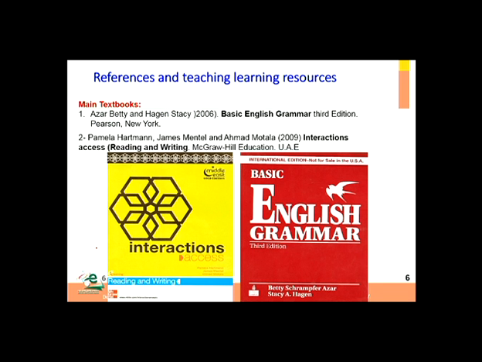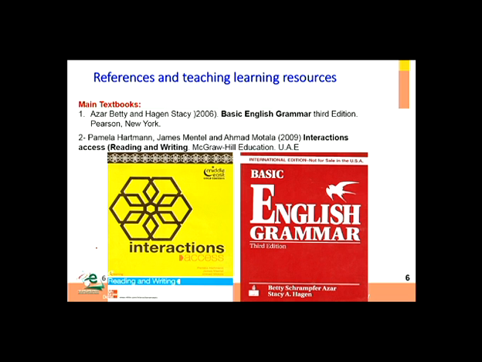What are the textbooks that we are going to have? We have selected 2 books. The first textbook is Basic English Grammar, a very famous series of grammar books. This is the introductory Basic English Grammar book by Betty Azar. We are going to cover 3 or 4 chapters from this book, the first 4 chapters.